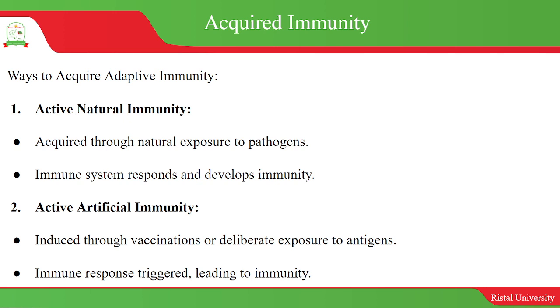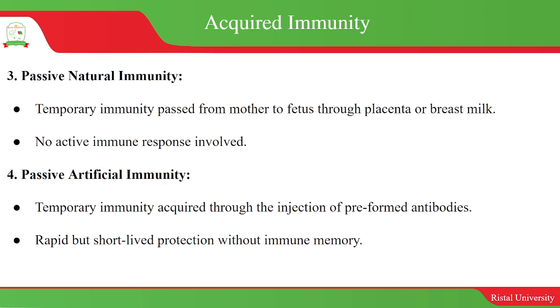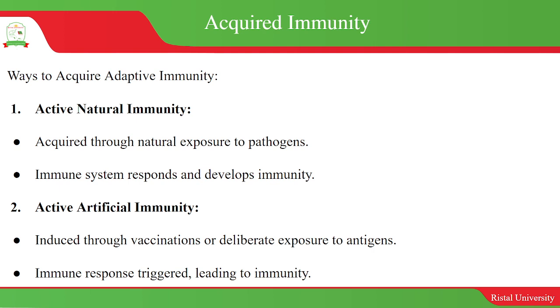And then we have active artificial immunity. This is when you get immunity not by getting an infection in a natural way, but as a result of being immunized. When you are immunized, you're exposed to antigens, and these antigens trigger the immune system to produce the needed antibodies, and therefore you become immune, by vaccination. So vaccination is basically active artificial immunity.